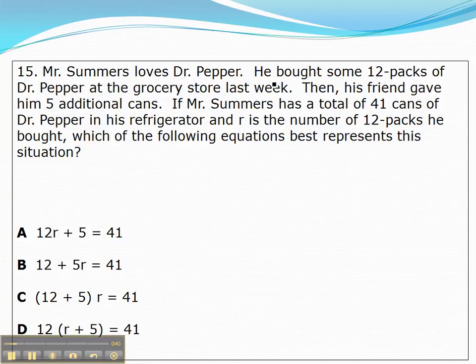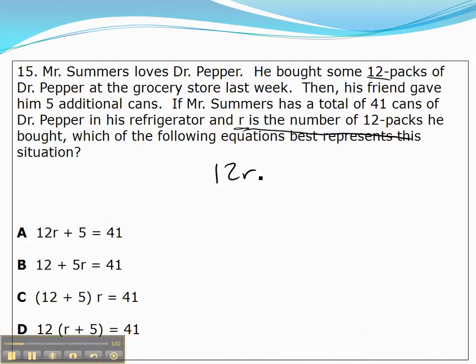Mr. Summers loves Dr. Pepper. He bought some 12 packs of Dr. Pepper at the grocery store last week. Some 12 packs, we don't know how many. But R is the number of 12 packs he bought. So if he bought one 12 pack, he'd have 12 cans. If he bought two 12 packs, he'd have 24. So we're going to multiply 12 times R, the number he bought.